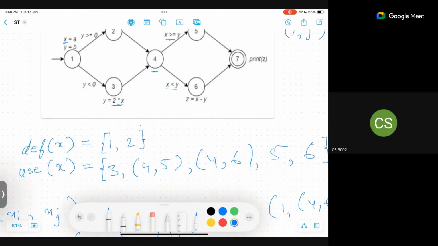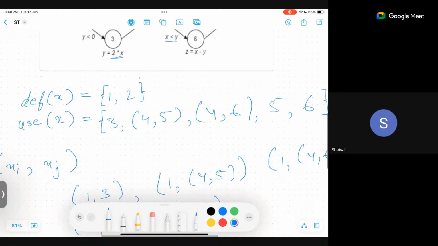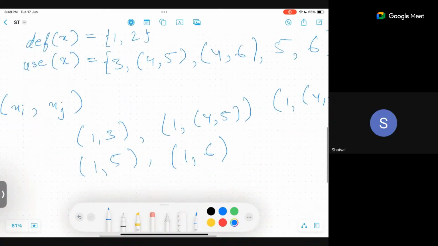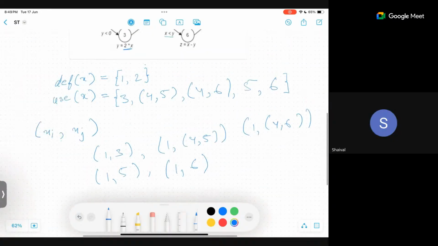Therefore I said it's just a cross product. So you need not worry about whether it is def clear or not. So 1 6 will actually be considered, even though when you consider du paths out of it, those du pairs will not be considered. So when we ask how many du pairs are there, you just consider all of them regardless of the def clear criteria. Okay, sir. That answers my question. Thank you so much. Yes.